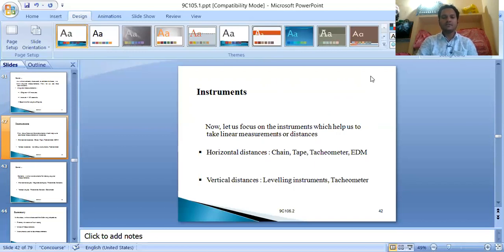Now we will see which instrument helps us to take the linear measurements. So in linear measurements, we have two types again, horizontal distance, vertical distance. Some of the instruments used to take horizontal distance are chain, tape, tachometer, EDM. EDM means electronic distance measurement. We use leveling instruments, tachometer, and theodolite to take the vertical distances.